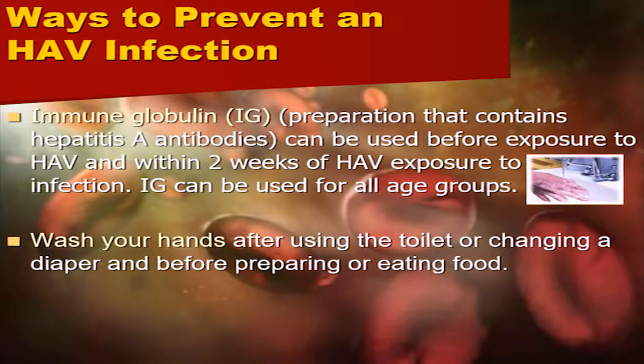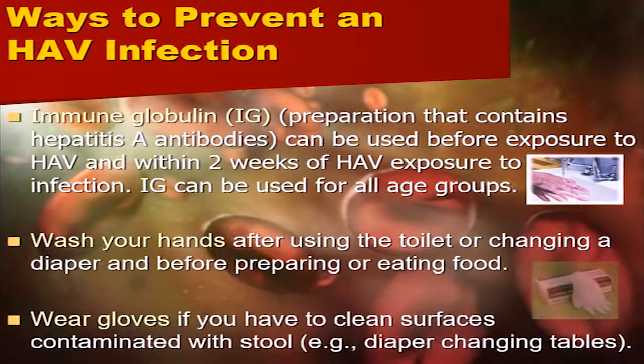Ways to prevent hepatitis A infection. The immunoglobulin preparation contains hepatitis A antibodies. It can be used for exposure to hepatitis A within 2 weeks of exposure to infection. It's good for all age groups. Best prevention, PPE and wash your hands.